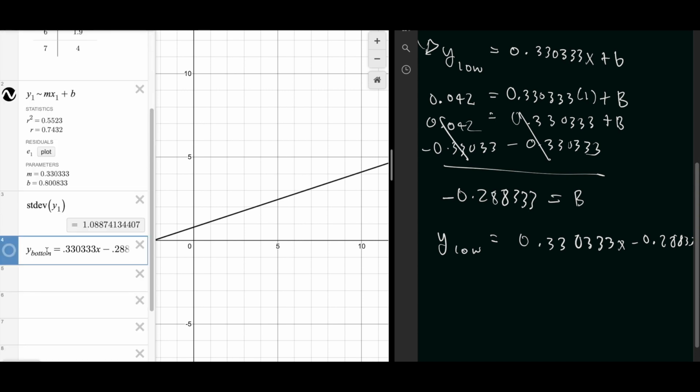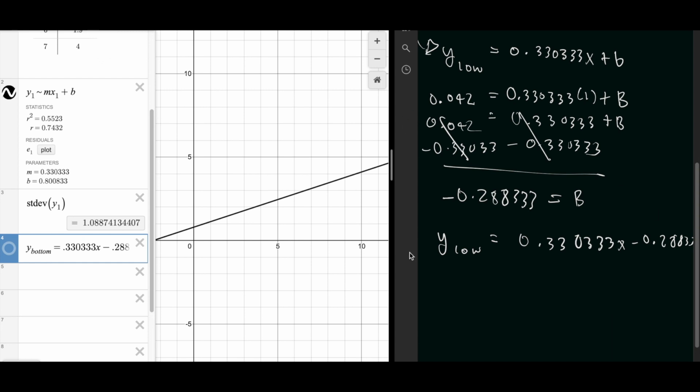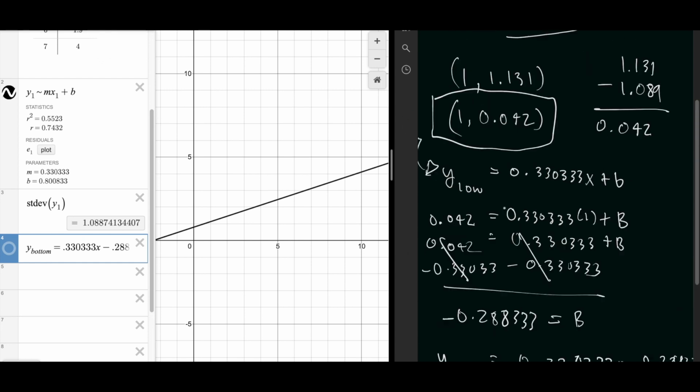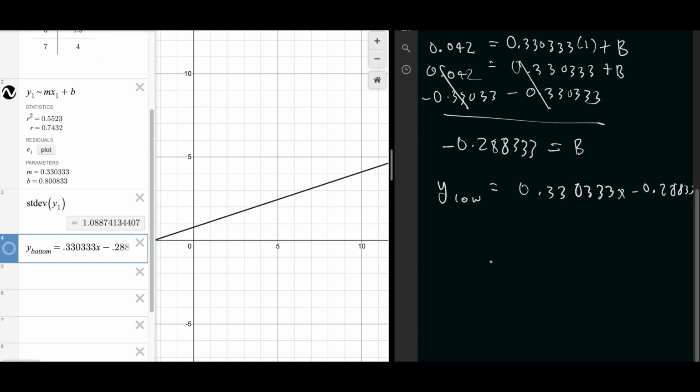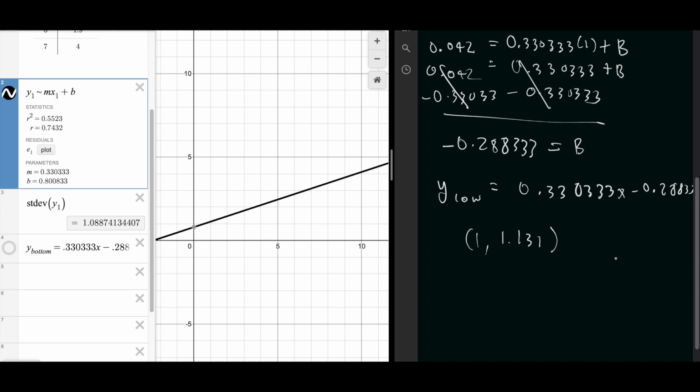That's the lower line, right? And we do the same thing for the top line. So instead of subtracting 1.131 by the deviation, we're going to add it instead. So the point of the linear trend over here is 1.131. Instead of subtracting the deviation, we're going to add it.